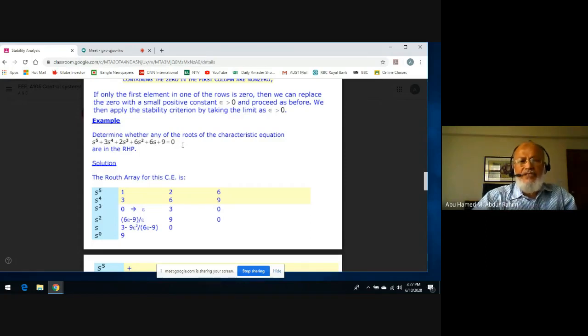And the question tells you determine whether any of the roots of the characteristic equation are in the right half of the s plane. Finding whether there is any root in the right half means determining stability, right? A root in the right half means unstable, so determine the stability.